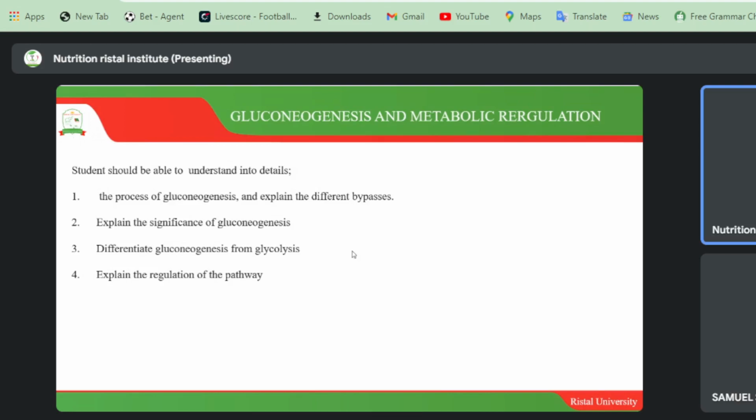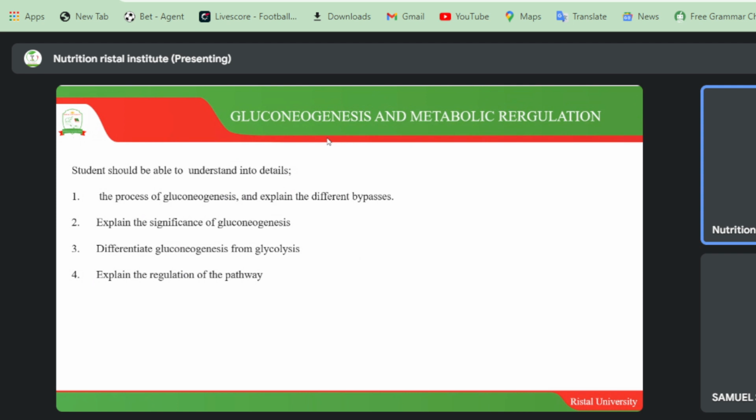Afternoon here. Today's lecture we are going to discuss gluconeogenesis and metabolic regulation. And at the end of this lecture, we would expect you to have understood in detail the following. One is the process of gluconeogenesis. Then I will explain the different bypasses. Of course, we'll get into the details of those bypasses as we go through the lecture.